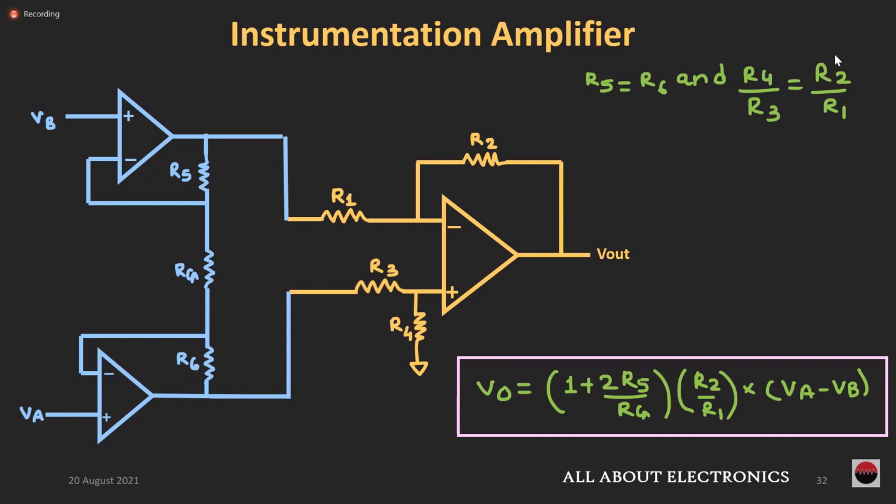For example, if R4 is 8, R3 is 4, then R2 is 2, R1 is 1. Then 8 divided by 4 is equal to 2 divided by 1. So like that we have to take resistors, and there is no link between R5, R6 and R4, R3, R2, R1. R5, R6 should be equal, and these four should have a relationship like R4 divided by R3 is equal to R2 divided by R1.